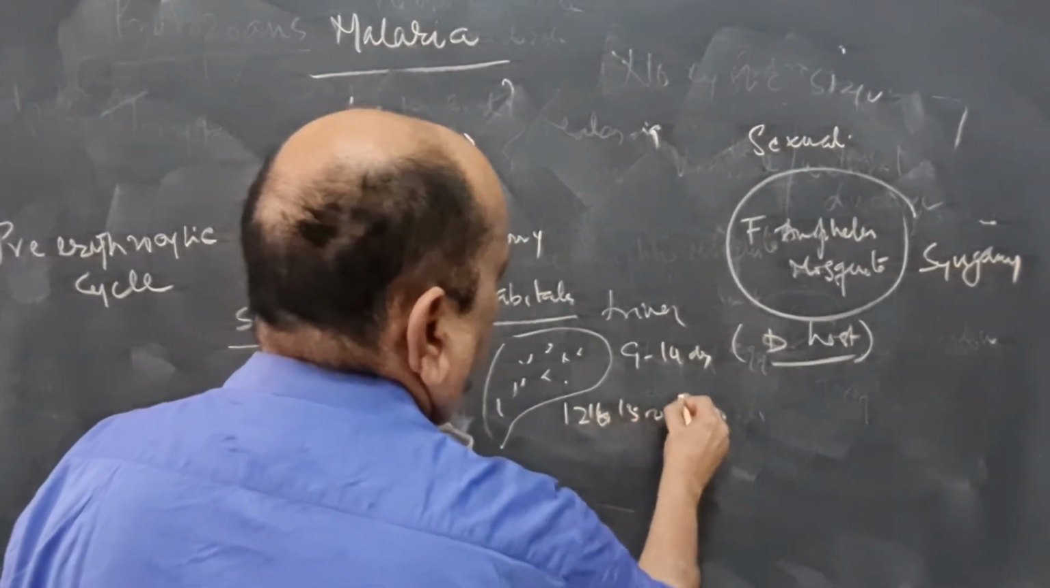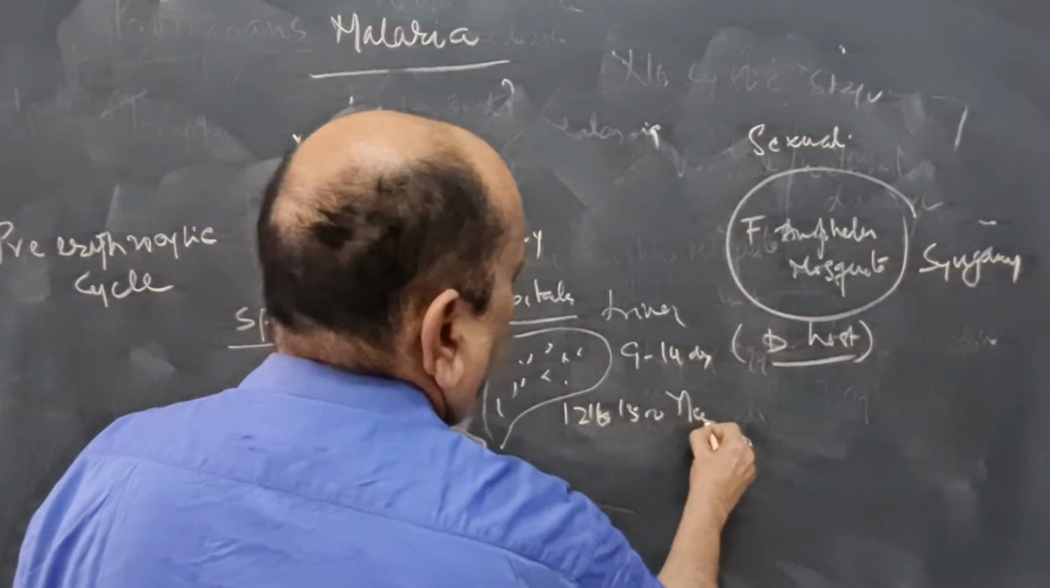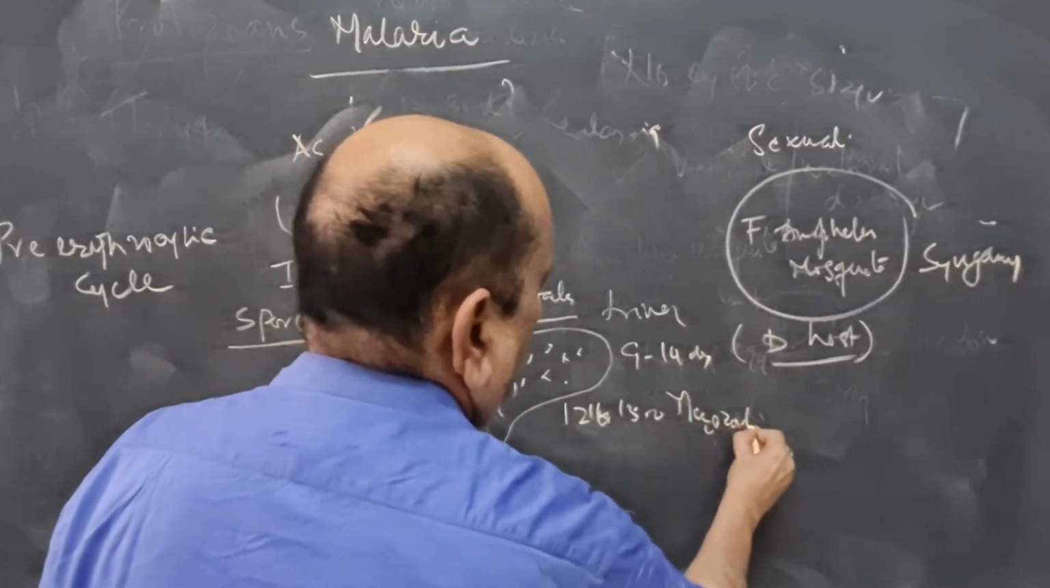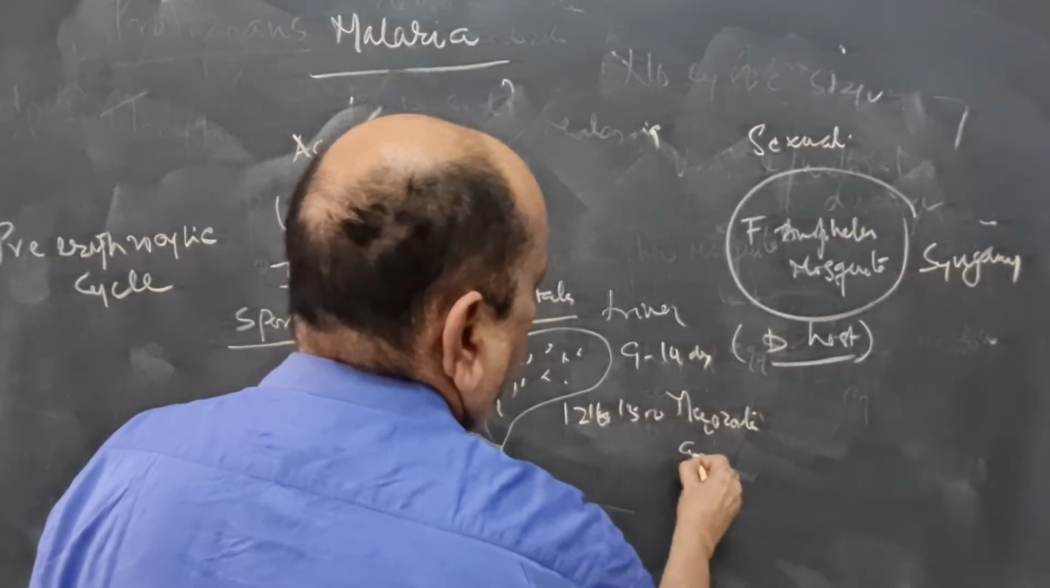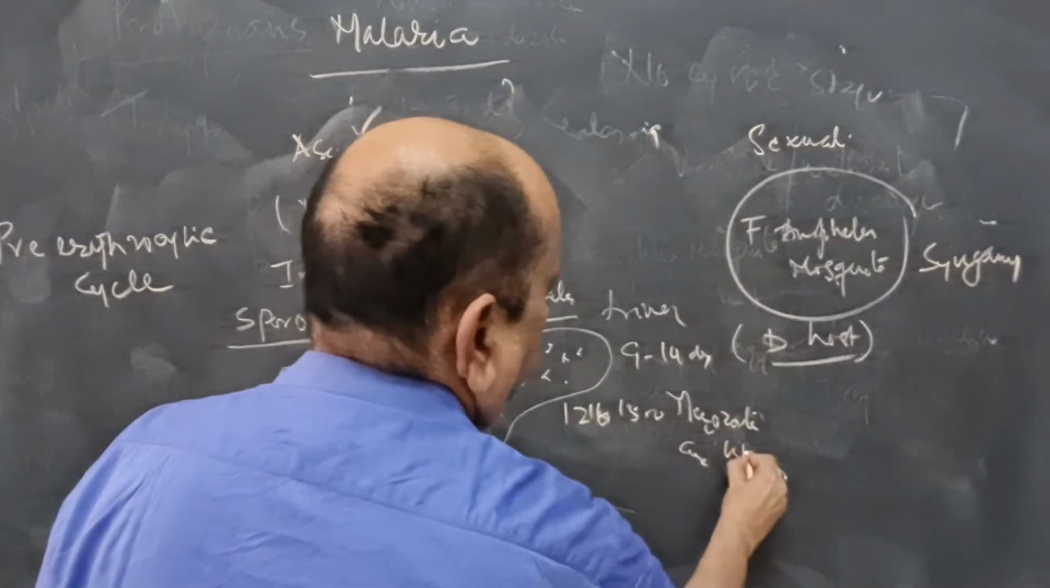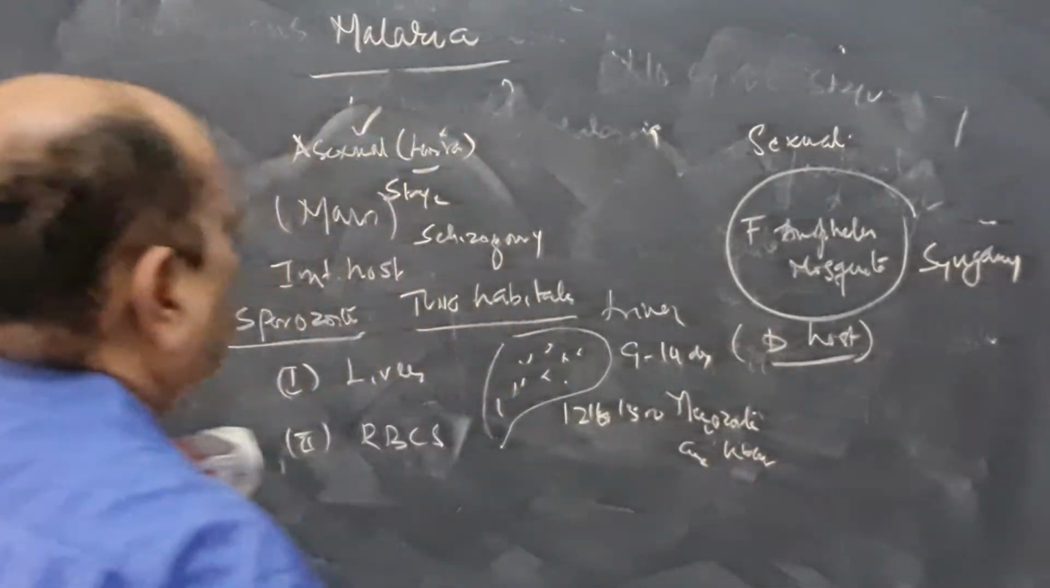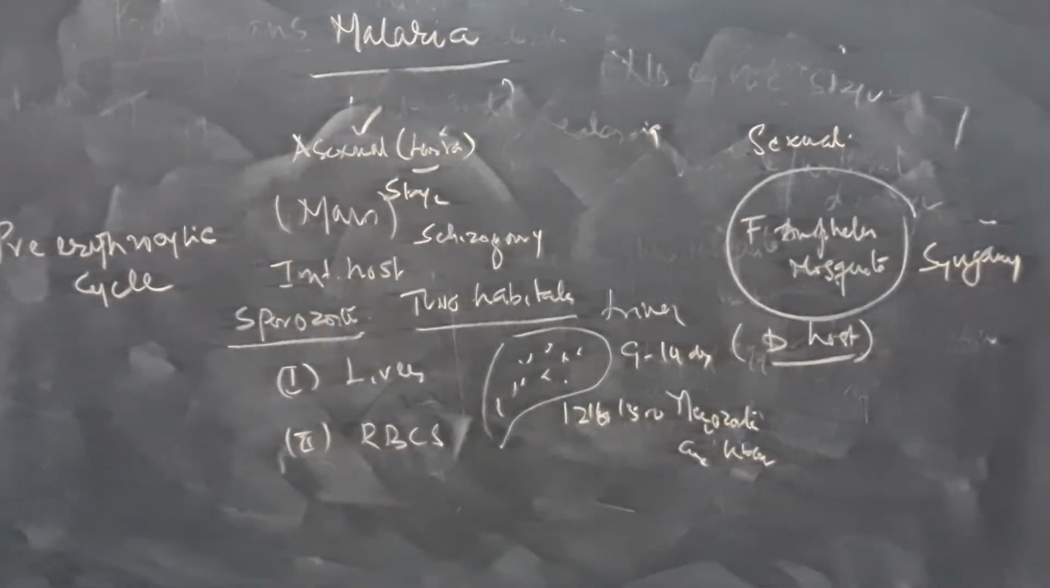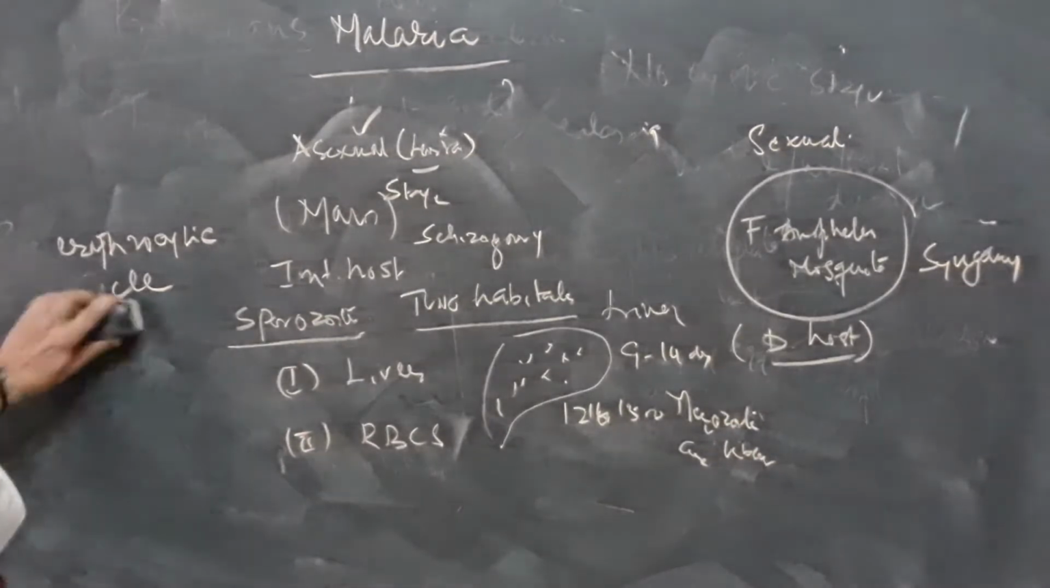After 9 to 14 days, some 12 to 15,000 merozoites are liberated, and they go to the RBCs.